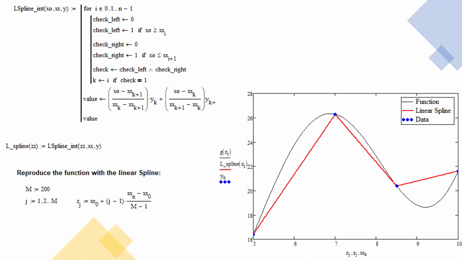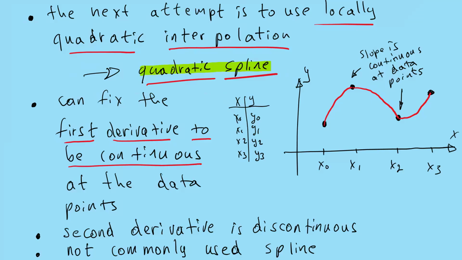If the derivative is important, we cannot use the linear spline. The next idea is to improve smoothness by using locally quadratic interpolations, which leads to what we call quadratic splines.